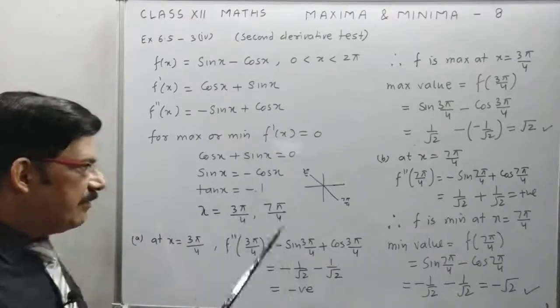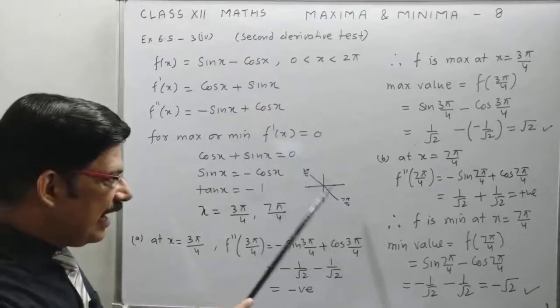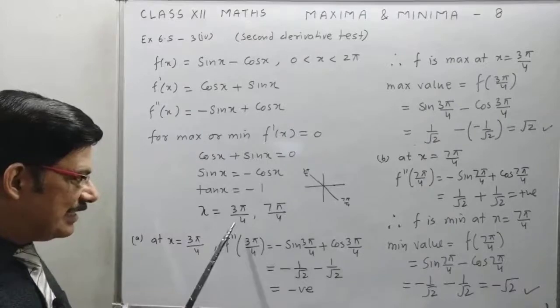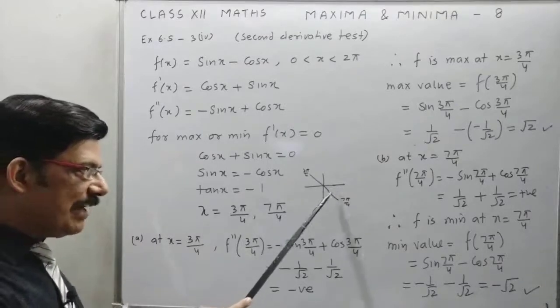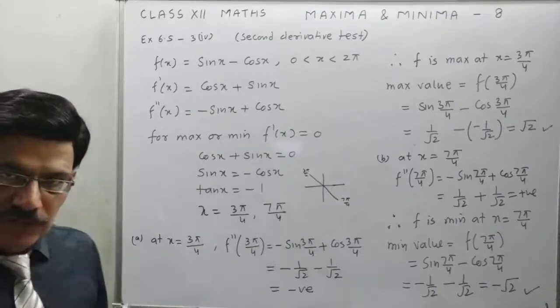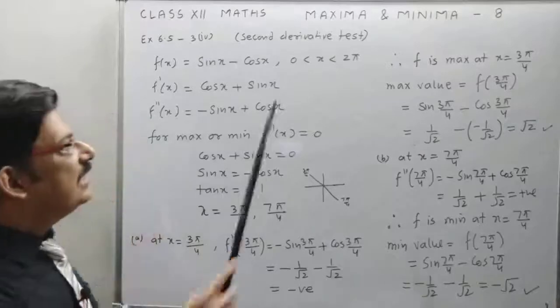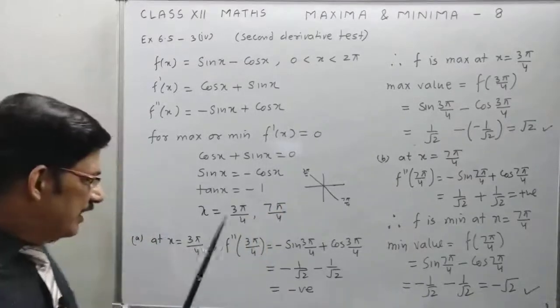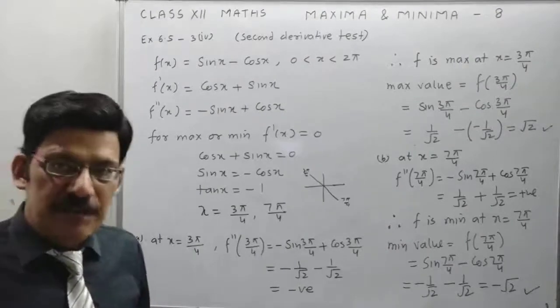Now tan negative means the second and fourth quadrants. It means pi minus pi by 4, that is 3 pi by 4, and 2 pi minus pi by 4, that is 7 pi by 4. Only 2 points are there in the given interval. Now we have to check whether each point is a maximum point or a minimum point.